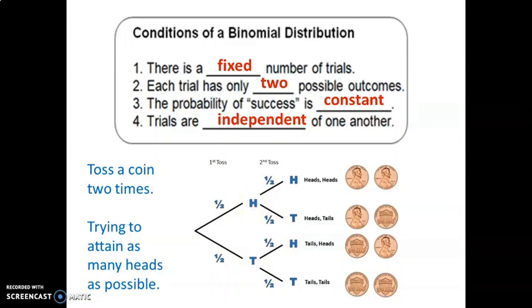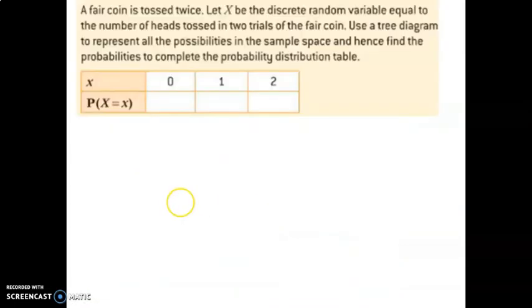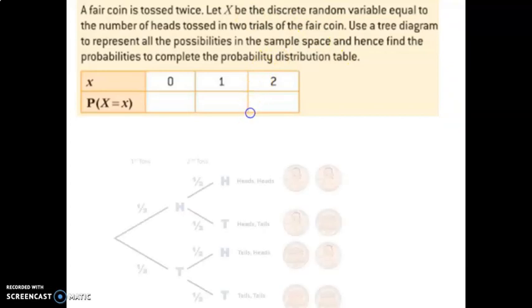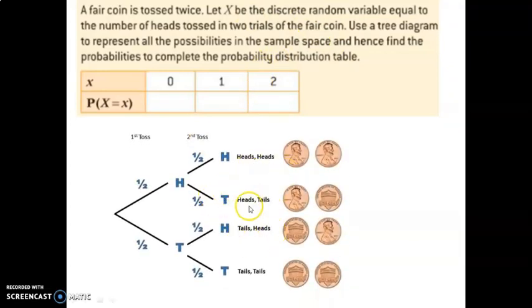So let's get deeper into that now. Let's say again we have a fair coin tossed twice, which is what we just talked about. We're going to let x be the discrete random variable equal to the number of heads that are tossed in 2 trials of the fair coin. Use a tree diagram to represent this. Well, we saw that already, so here's the tree diagram.